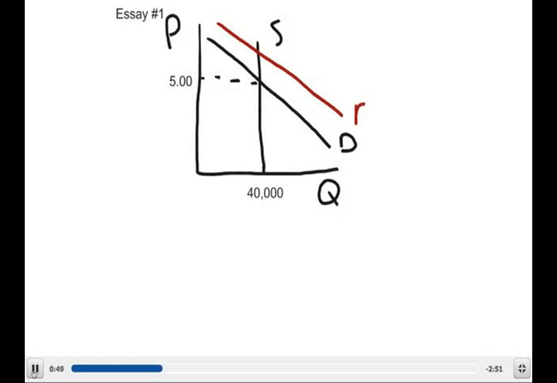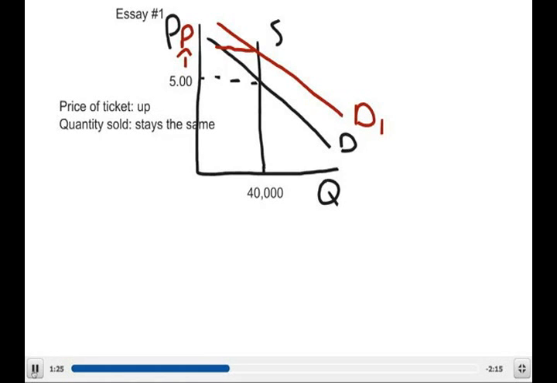And then it says what happened to the price of tickets and the quantity of tickets sold. And so we can take a look at that. The new equilibrium price would be up here. So we know that price went up. But the quantity, if you can see, stays the same at 40,000 because the supply is perfectly inelastic. I can't change the number of seats in that circus even if more people want to go to it. So the price goes up, but the quantity sold stays the same. And so that's letter A.